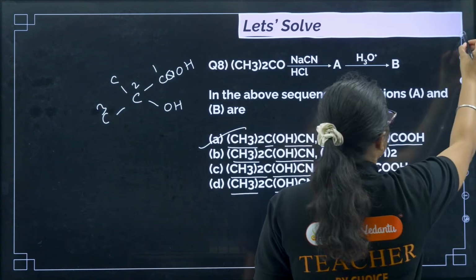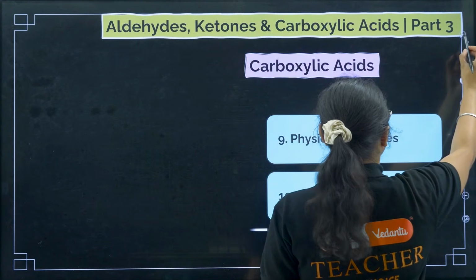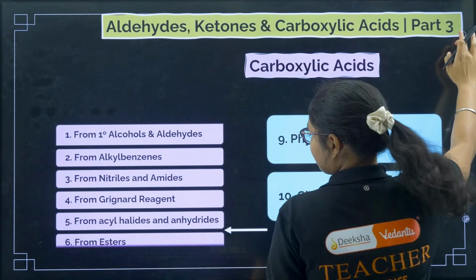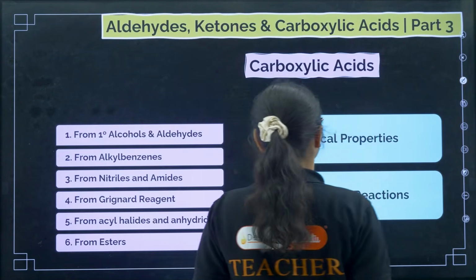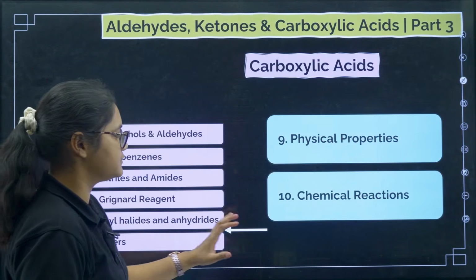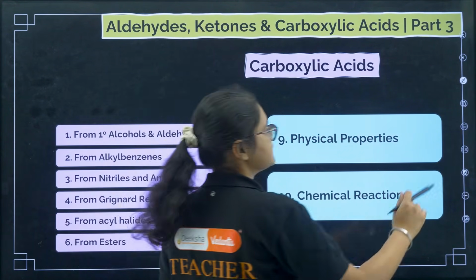Next we will go to the physical properties and the chemical properties. Yes, so physical properties we will discuss, and in chemical reactions what all things we are discussing. So this is the preparation method. Chemical reactions we will discuss further.